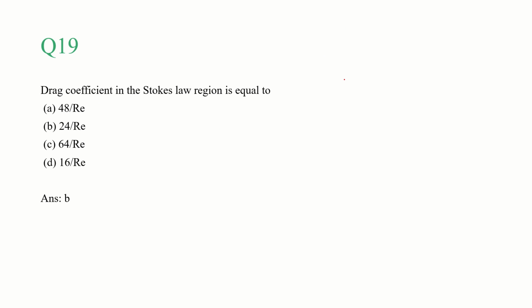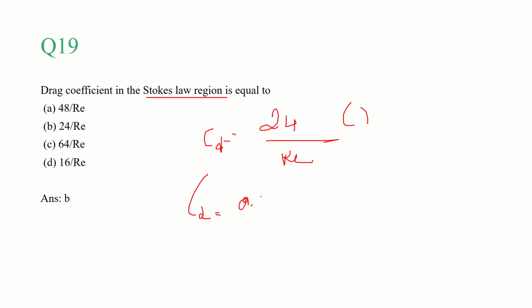So again this is a drag coefficient question. The general statement is that CD would be 24 by Re, into something, for the Stokes regime, that is the laminar flow regime, and in the turbulent regime it is 0.44. This one we already saw. And for the Stokes law regime or laminar flow, the answer is 24 by Re.